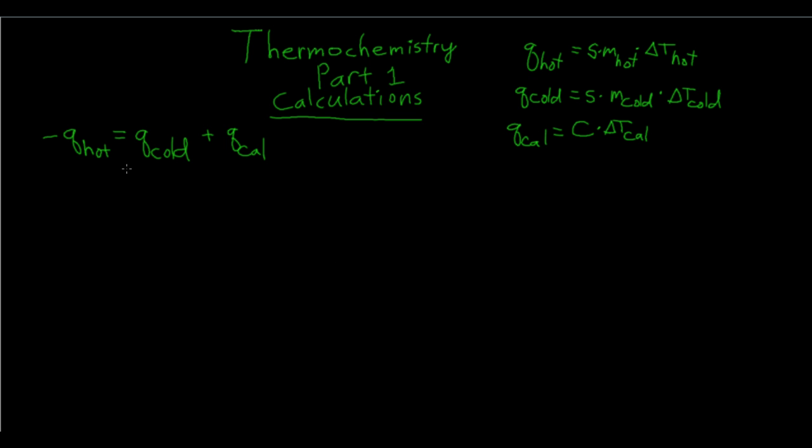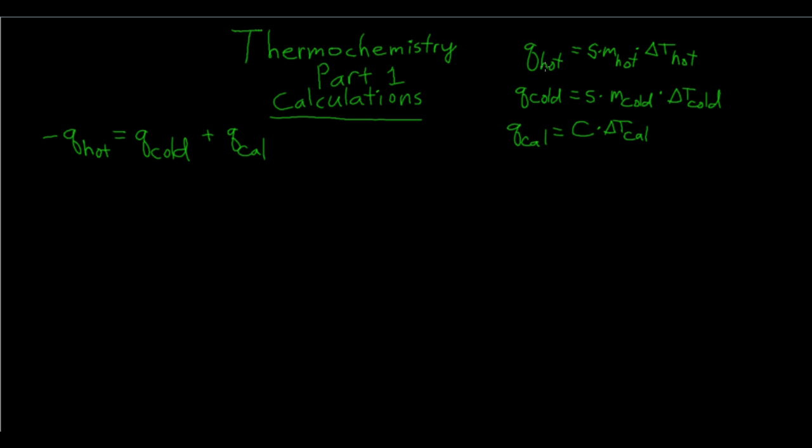So what's happening here is all the energy that came out of the hot water, this Q hot, went into two places, the cold water and the calorimeter. So we write that as minus Q hot, minus because the energy is coming out of the hot water, is equal to Q cold plus Q of the calorimeter.